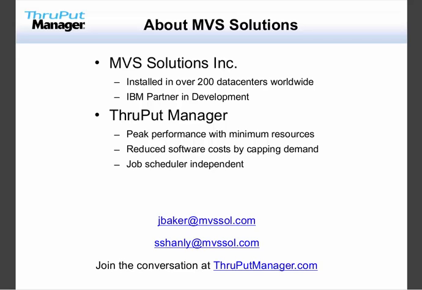Okay. How does ThruPut Manager control the 4-hour rolling average without using a soft cap?